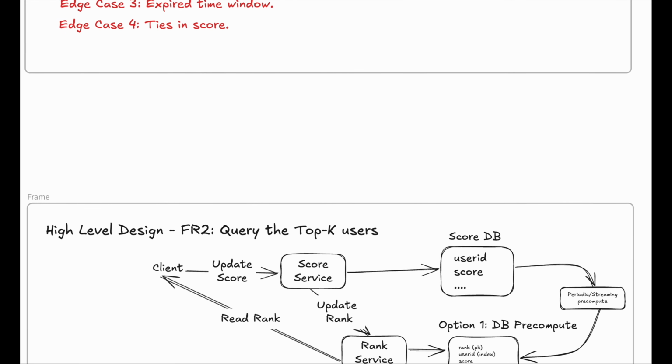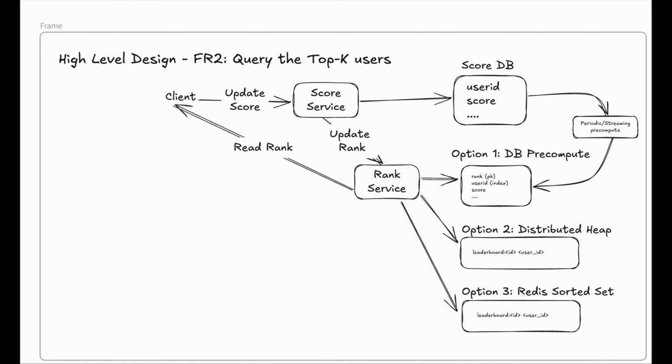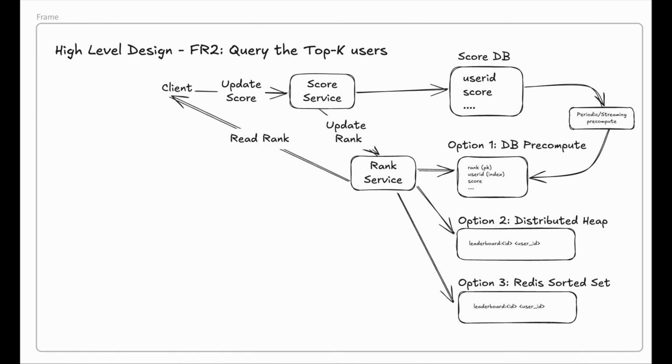Let's now explore functional requirement 2, querying the top K users from the leaderboard. In a high-scale leaderboard system, serving top K rankings in real time can become a serious performance bottleneck. To solve this, we rely on a proven technique, pre-computing leaderboard rankings ahead of time. This avoids live computation on every query, reduces load on primary stores, and gives us the ability to serve low-latency results, even during peak gameplay.